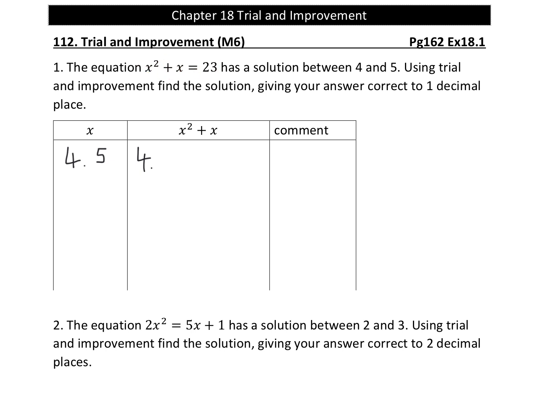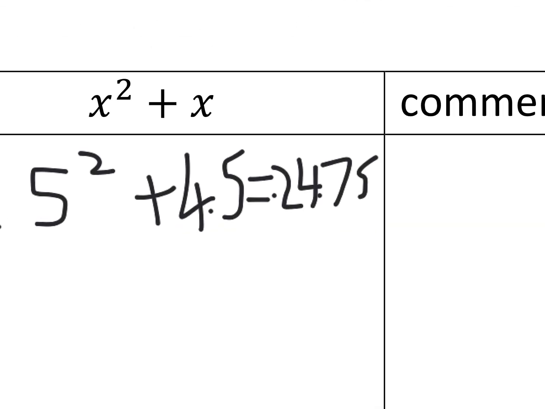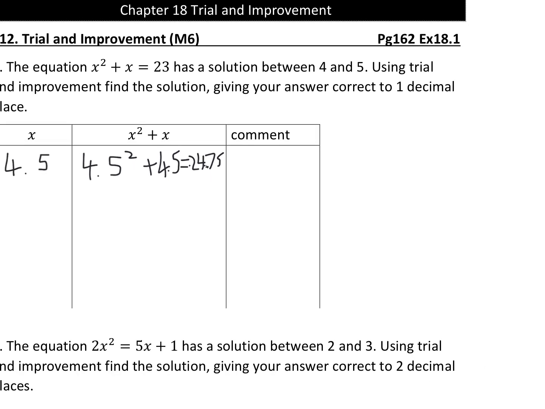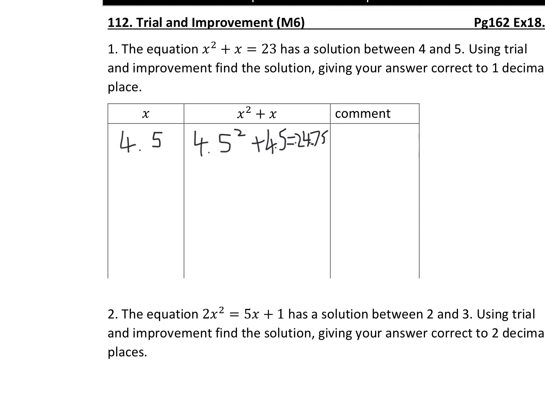Then what you do is you put your x value into the left hand side of this equation. So you would square your 4.5, and add on 4.5. And that will give you an answer. Put that in your calculator. And that gives you 24.75. Just make that decimal point clear. So we need a comment on that.